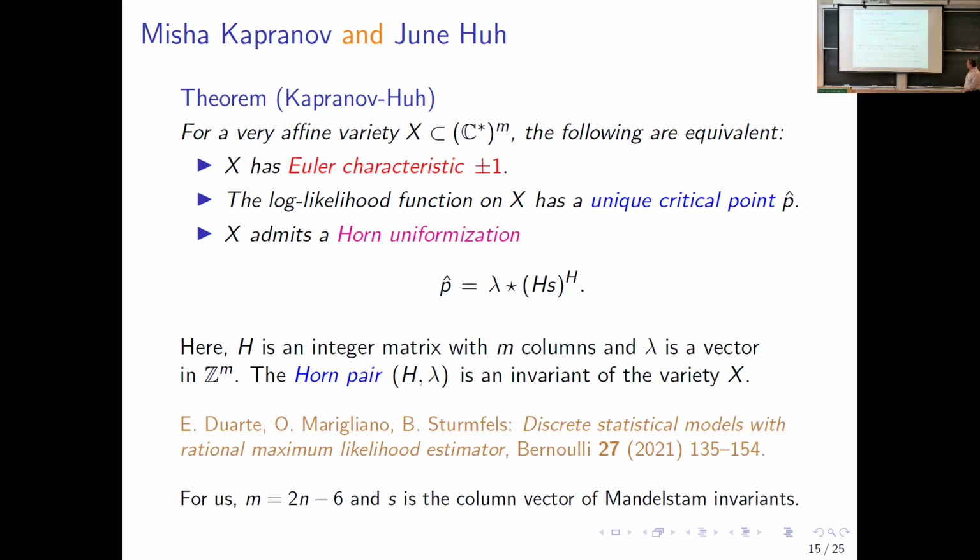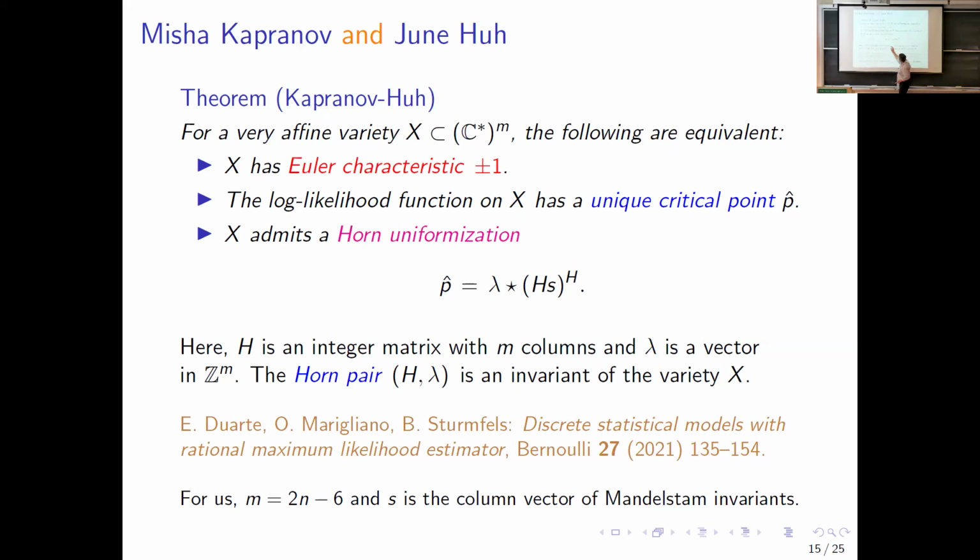And this was picked up by Kapranov, and he called this the Horn uniformization. So what does this say? This says that the critical point p hat is given by an explicit formula in terms of the parameter S. And here's what we do.